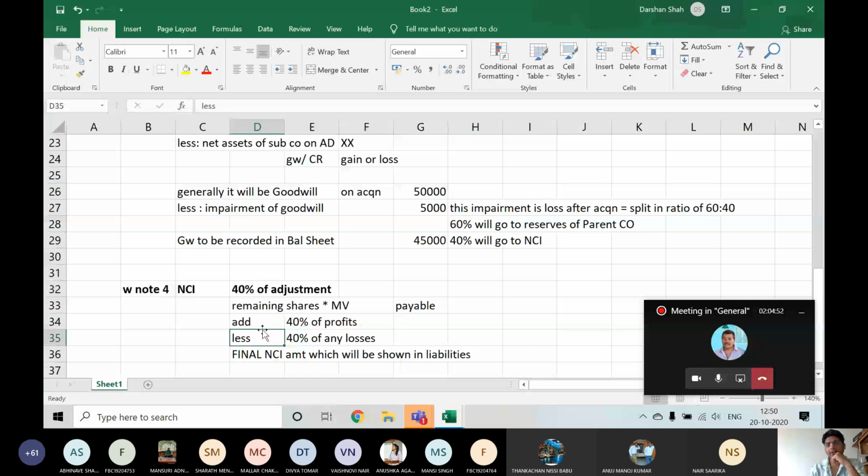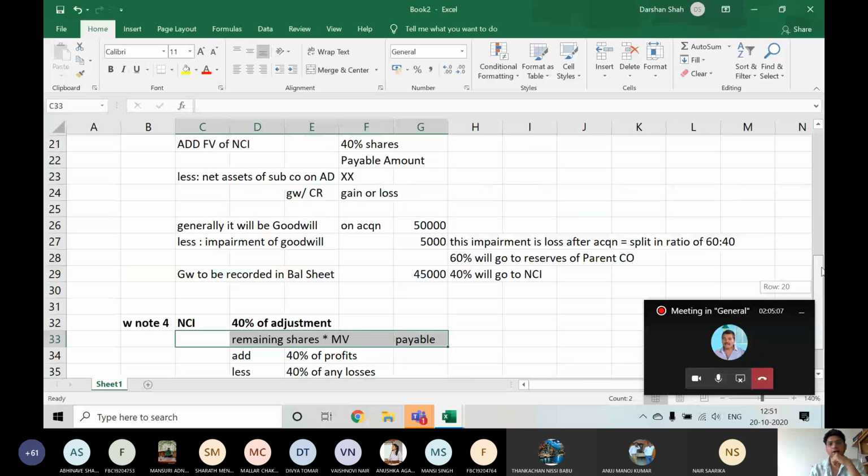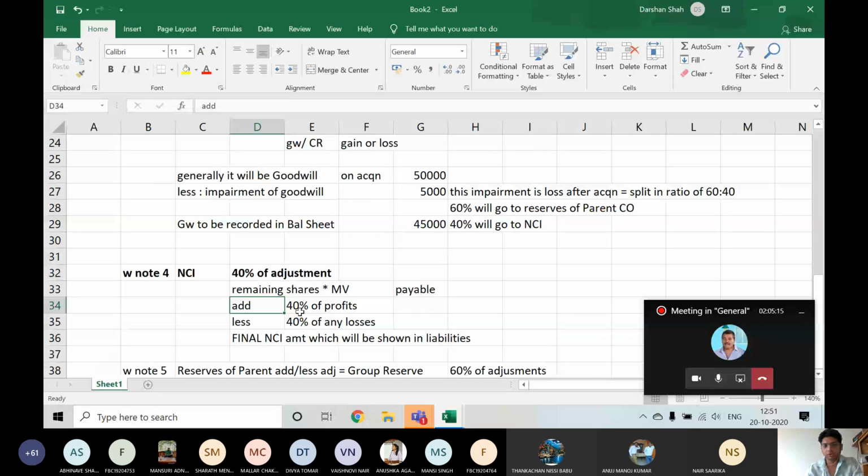So we have started this NCI adjustment with our working note 3 figure, this fair value of NCI figure. We have started with that, and then we'll add or less our profits or losses. Both are post acquisition. This is post acquisition, this is also post acquisition.